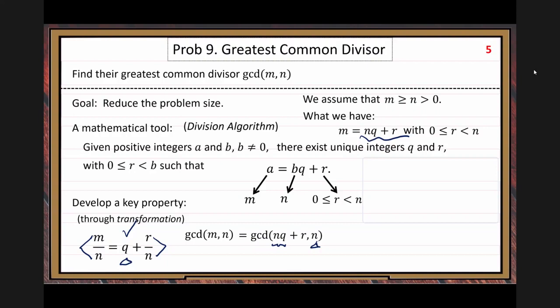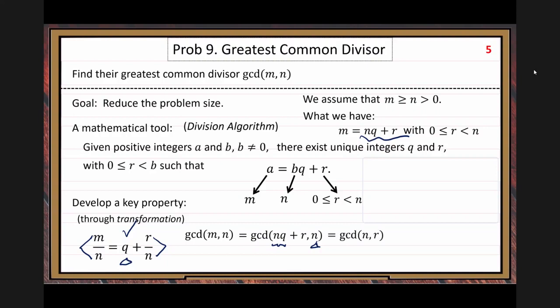Let me rephrase the observation, the key property here. The key property is that the common divisors between M and N should also appear as common divisors between R and N. But R is smaller, the remainder is smaller than before. So you reduce the problem size from M to R. That's the problem size reduction, the insight here.